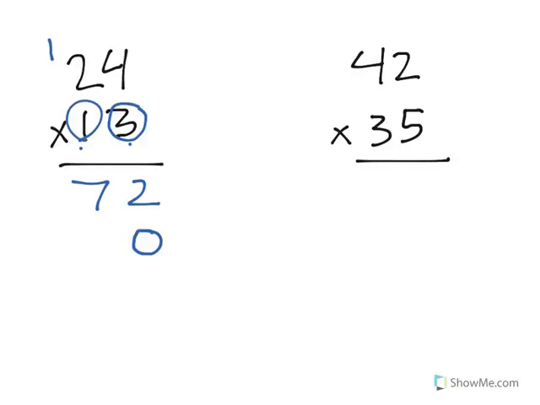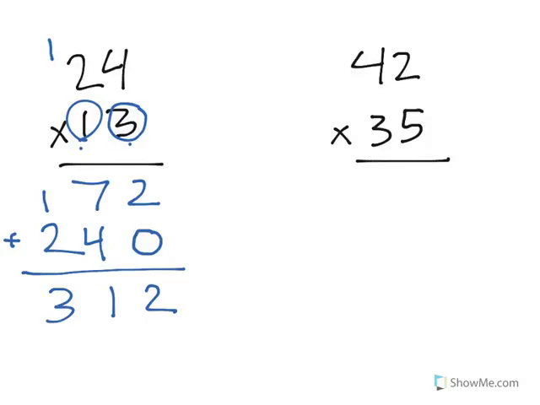So I have 1 times 4 is 4. 1 times 2 is 2. The final step is I'm going to put a little addition sign, and I'm going to add the 2 rows. So I keep everything in nice, neat columns so it's easy to add. You get 2 plus 0 is 2, 7 plus 4 is 11, so 1 carry the 1, just like regular addition. 1 plus 2 is 3. So my final answer is 312.